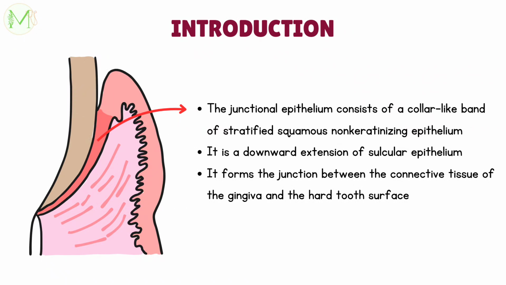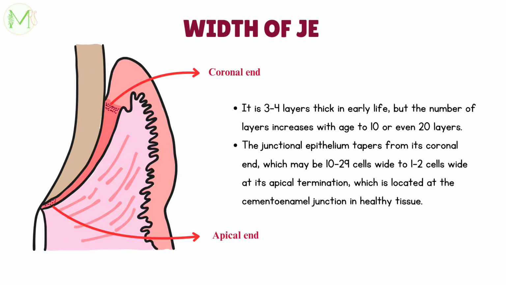So what is a junctional epithelium? Junctional epithelium consists of a collar-like band of stratified squamous non-keratinizing epithelium. It is a downward extension of sulcular epithelium and it forms the junction between the connective tissue of the gingiva and the hard tooth surface. Width of junctional epithelium.